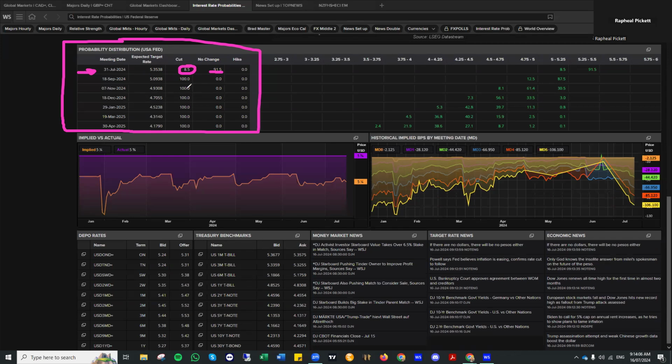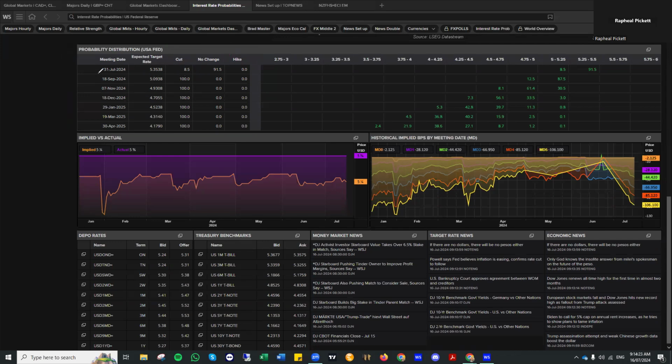What does that mean for us? Well, it means we do have US numbers coming up. If they're stronger, it's going to change. Well, it's not going to change the no change, but it may impact the future interest rate decisions here.